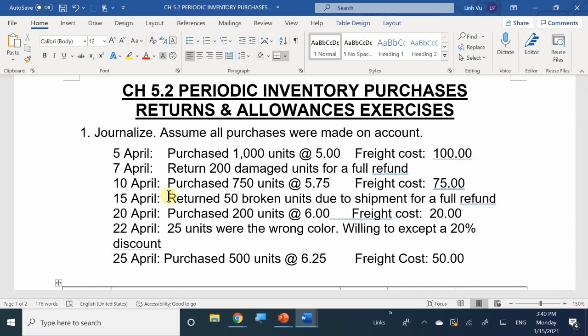Okay? And then they offer you a 20% discount because they sent you the wrong color. It's not the color that you wanted, but you can save it for an occasion to sell it, or you can demand a full refund. In this case, they're trying to apologize for sending the wrong item by offering a 20% discount, and you're willing to accept it. So in this case, how am I going to journalize this concept?